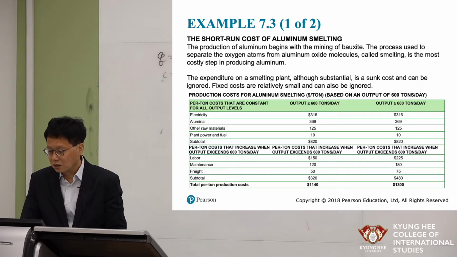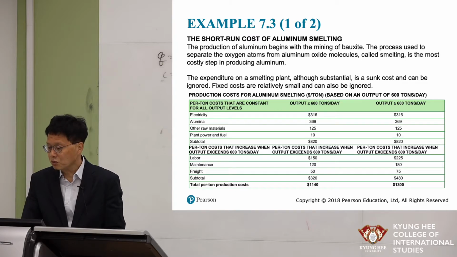In total, 820. Also, there is a per ton cost that increases when output exceeds 600 tons a day: labor, maintenance, and so on. This is also labor cost, right? In total this one is $320. So the total variable cost, average cost, is $820 plus $320, so $1,140. Okay?